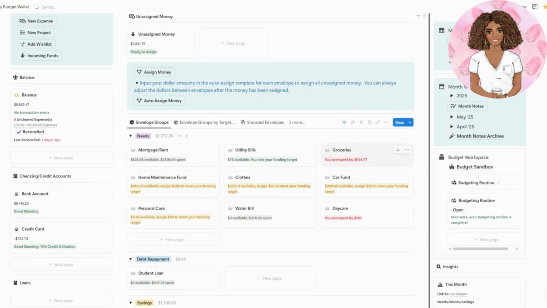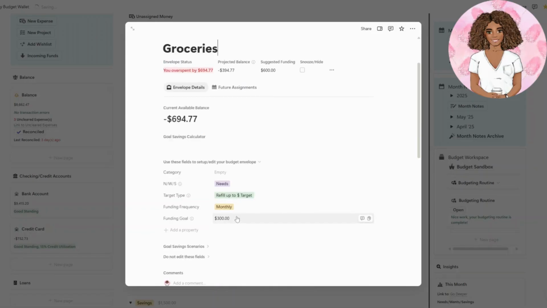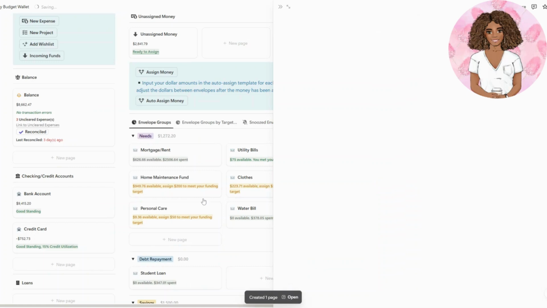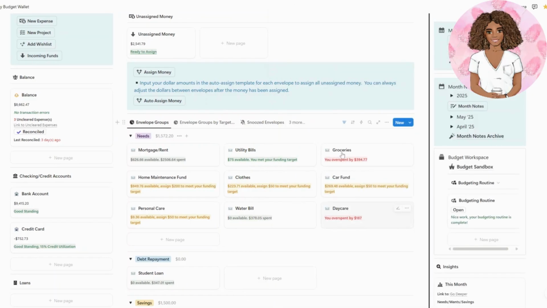All right. Groceries got way overspent, but that's okay. I am going to put in the $300. And if I have any money left over, I'll go back and put in more to help me climb out of this hole. So right now, instead of being overspent by 600, I'm overspent by 394.